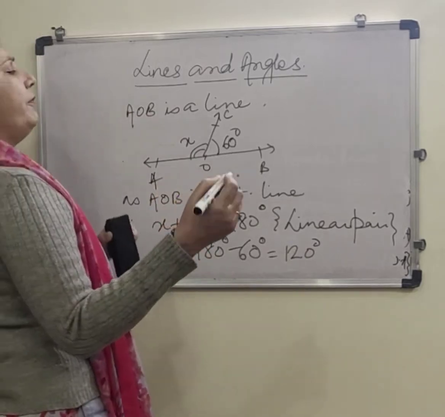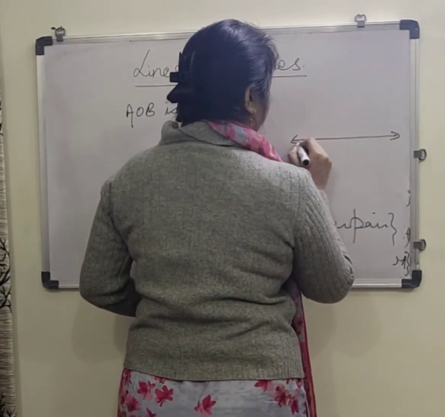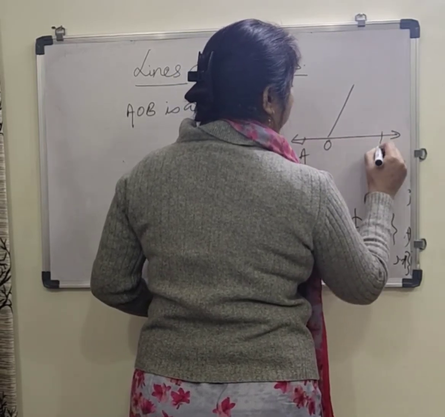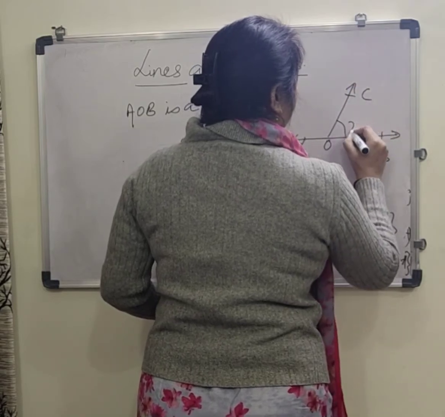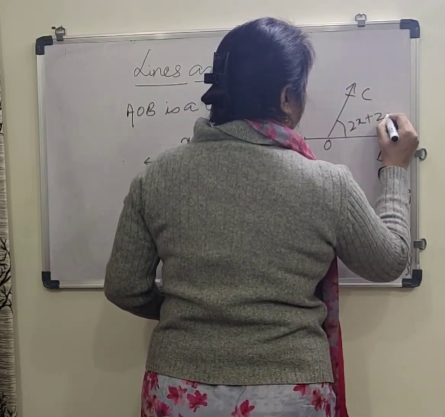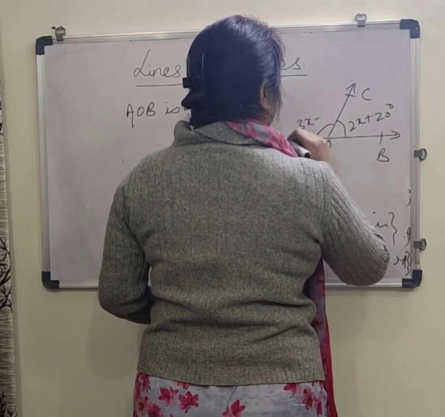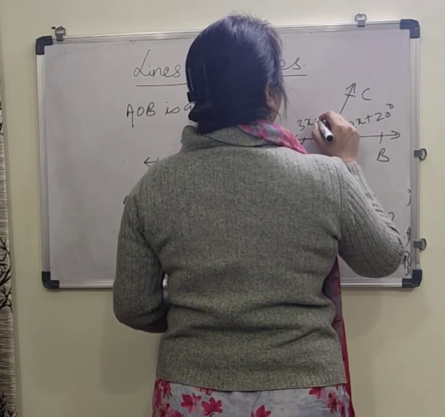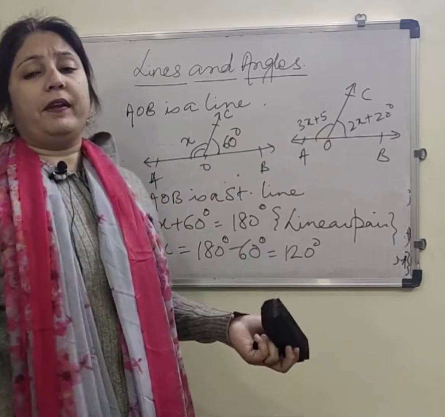You may get different types of questions. Another question you may get is in terms of x. Here is A, here is O, here it is B, this is C. 2x plus 20 degrees, 3x, say 3x plus 5, you take, and find the value of x.